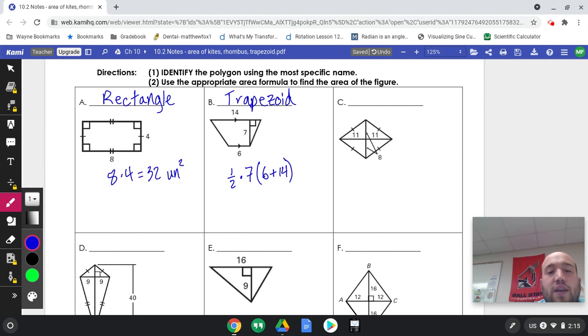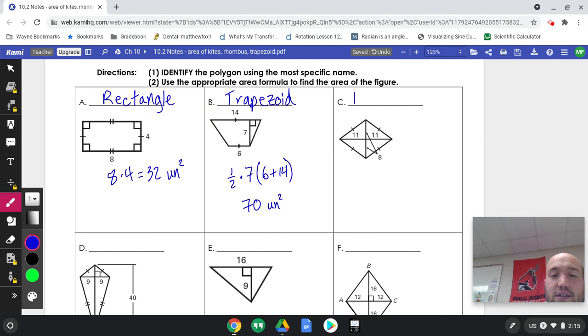6 plus 14 is 20. Half times 7 times 20. If we multiply all of that together, we will get 70 units squared. If you can't do that in your head, that's fine. Use a calculator.